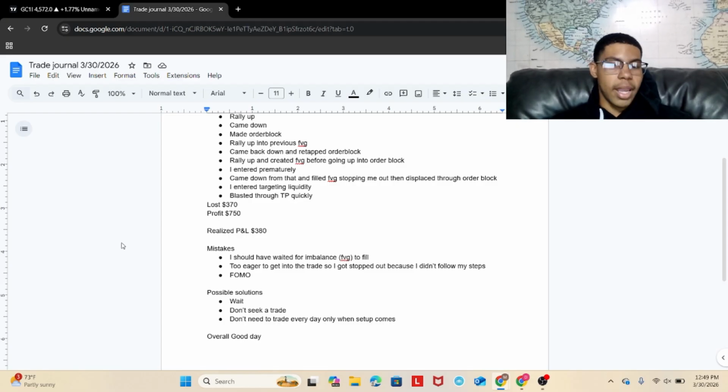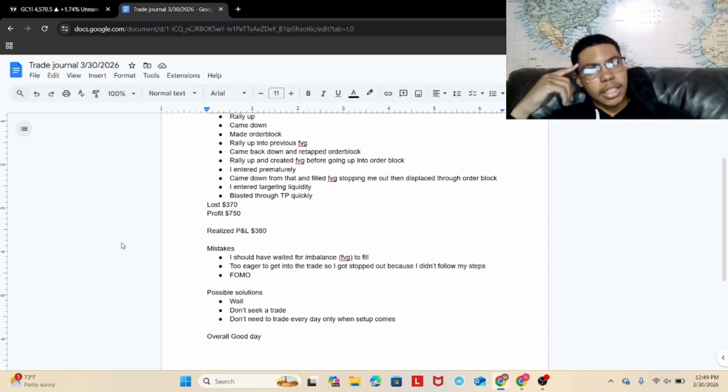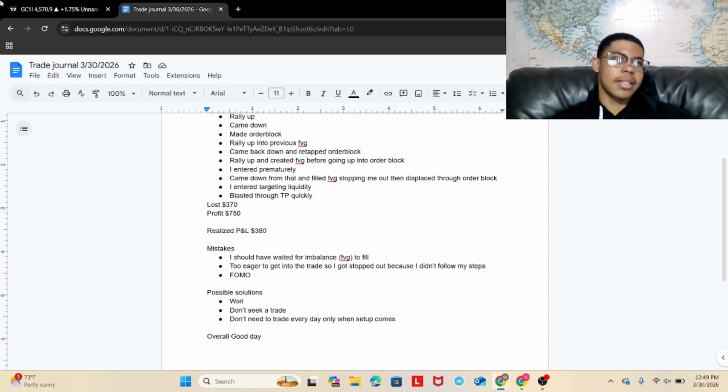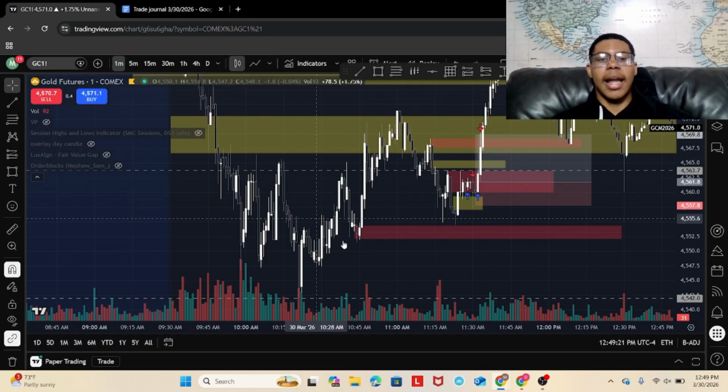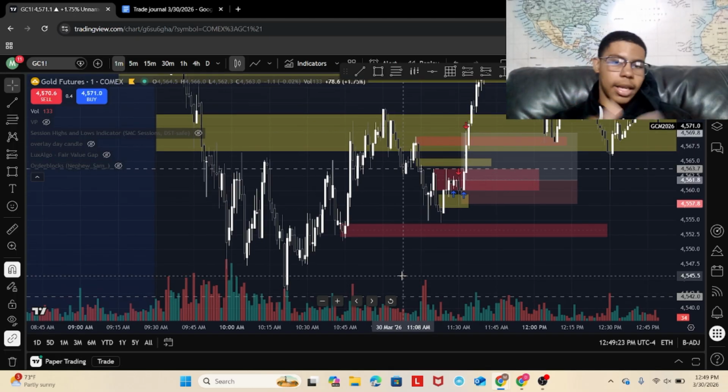Possible solutions. I need to wait. I don't need to seek a trade. I need to keep in mind that I don't have to trade every day. Only trade my setup. All right. And I have it in my notes on my phone.